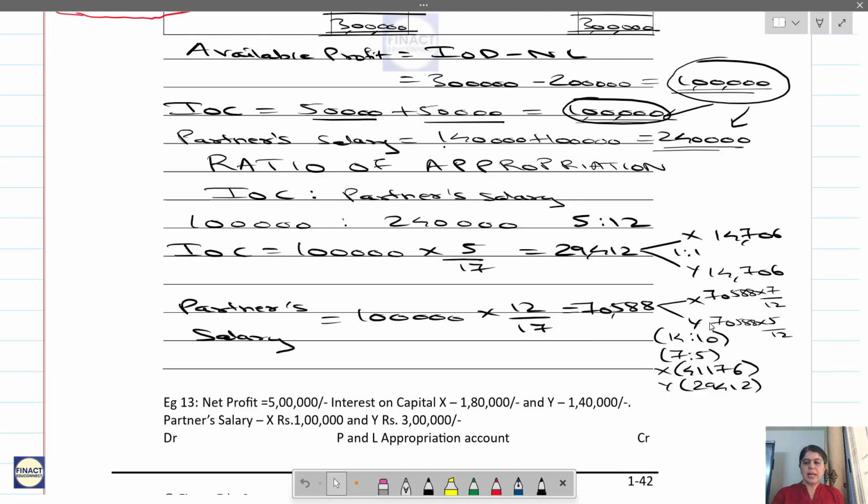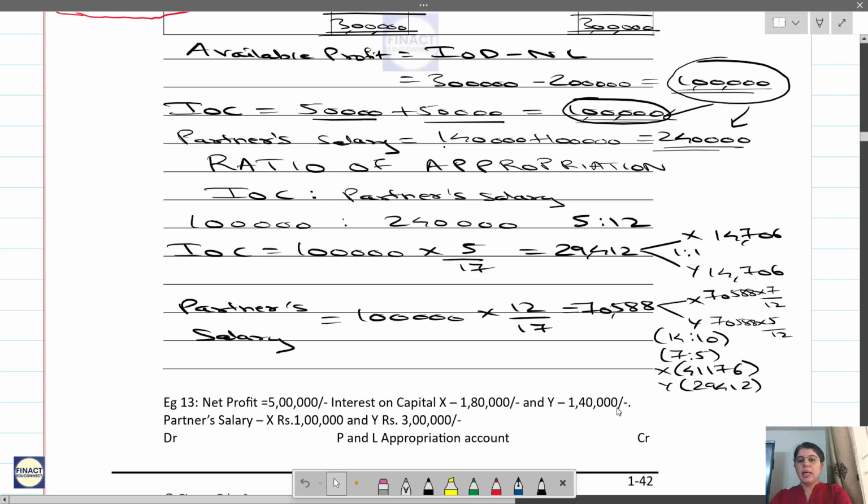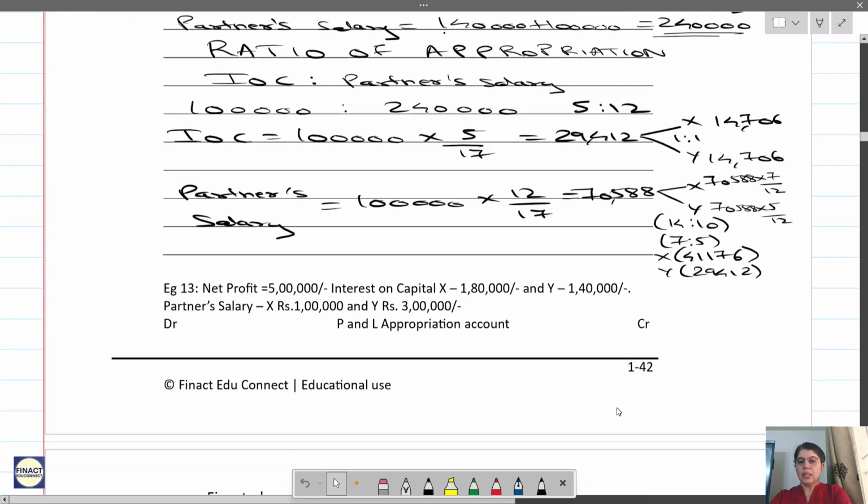So is this clear or do you have some doubt in this? Don't get confused. This will be applicable only when you don't have sufficient profits to give everything, that is interest on capital, partner's salary, partner's commission. So you will be using that available profit in that particular ratio, which is very, very logical. Correct? Now let's go to example number 13.